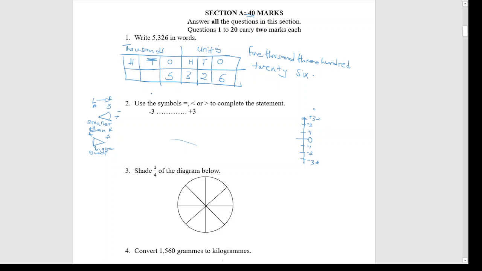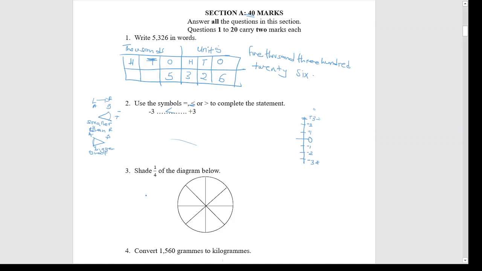Therefore, when we want to know negative 3 and positive 3, which one is bigger or which one is smaller? When we are comparing, we are going to say that this negative 3 is smaller than positive 3. Therefore, we are going to use our symbol as less than. So we are going to write negative 3 is less than positive 3. All right, so let us keep on rolling.